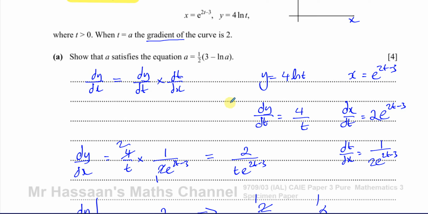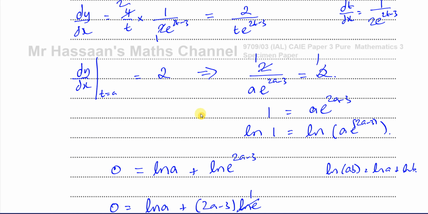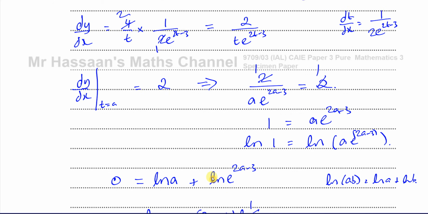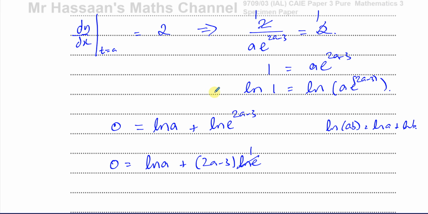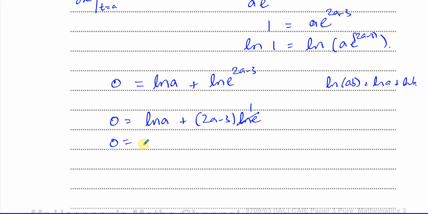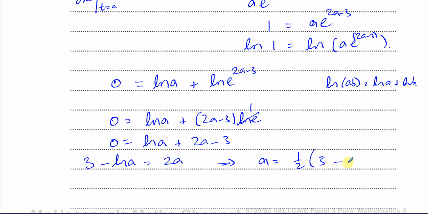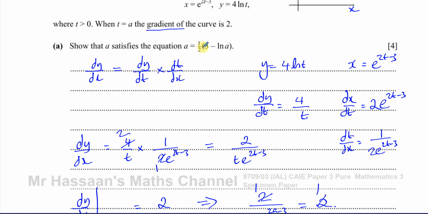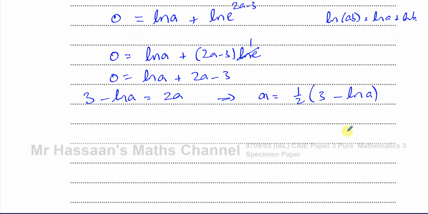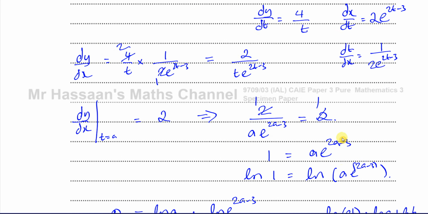Now if you look at the answer that we have to show, it looks like this a has been made the subject. So if I rearrange for this a in this formula, I'm left with ln a plus 2a minus 3. If I make this a the subject, I can add 3 to both sides and take away ln a from both sides, and then I can say a is equal to a half times 3 minus the ln of a, and that's exactly what we had to show. And there's the answer to part A of this question.